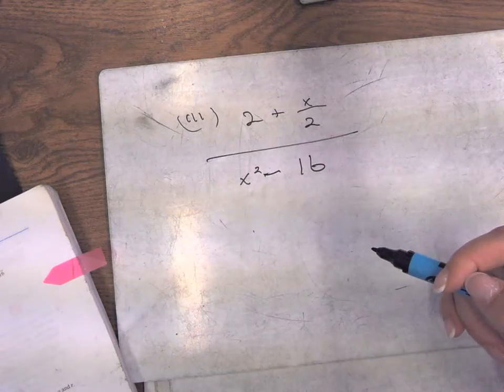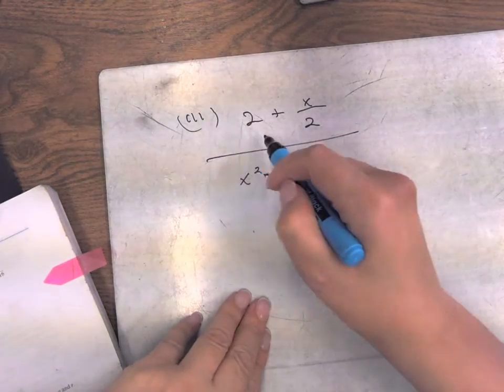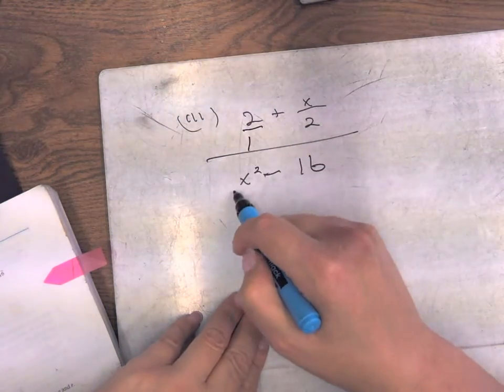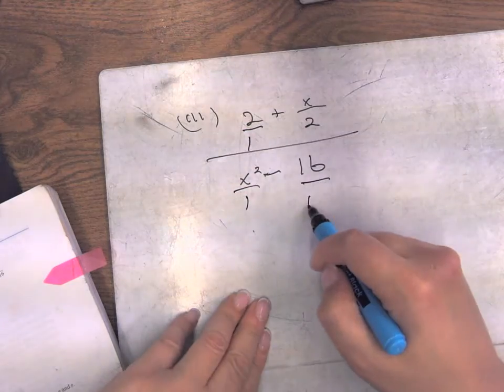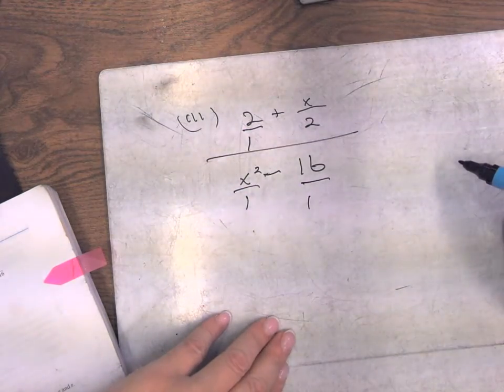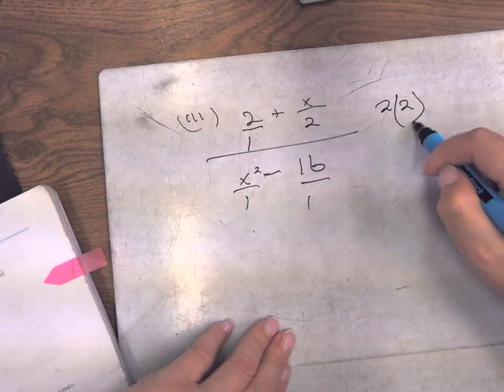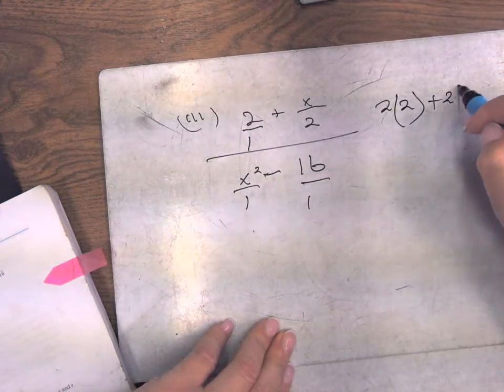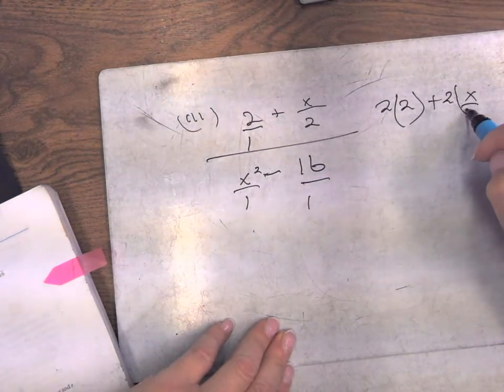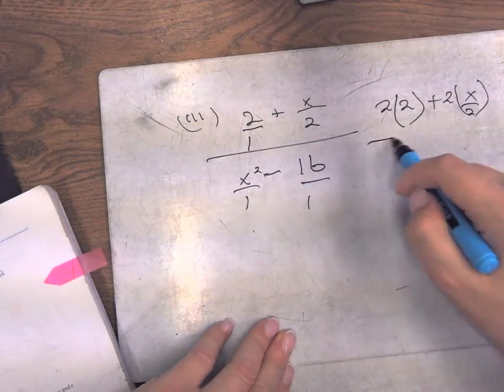How do you get rid of it? You get a common denominator for everything. So turn everything into a fraction over 1, over 1, over 1. What's the common denominator? 2. So multiply everything by 2. So 2 times 2 plus 2 times x over 2. I'm just dropping the over 1 because that means nothing.